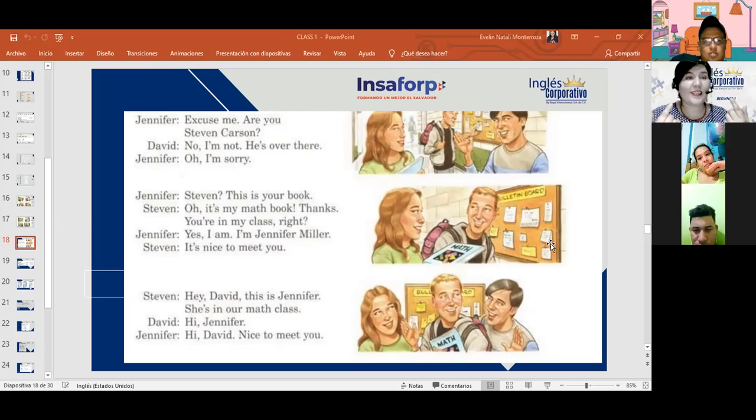Okay, this is the conversation between three people, right? We have three different people in the conversation. So we're going to have Jennifer, David, and Steven. And let me see, Helen, Victor and me, we are going to do the conversation. I am Jennifer, Victor is Steven, and Helen is going to be David, okay?